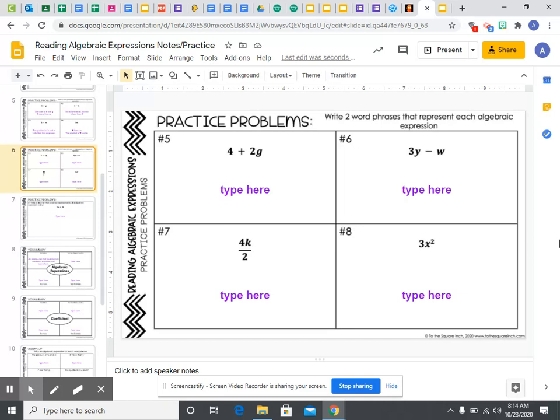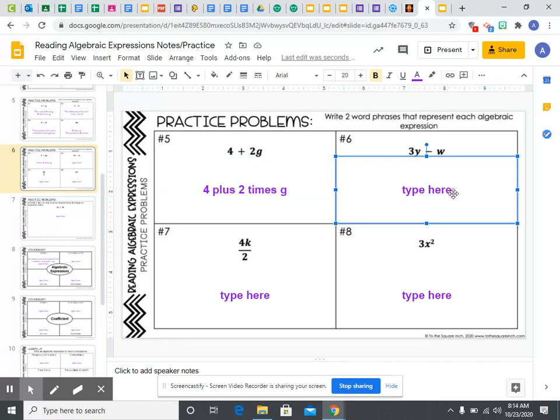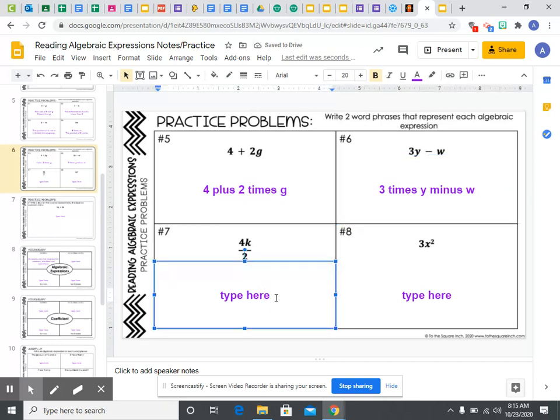So here, let me do one of each just so we can get an idea. And then I'll let you come up with another one. Okay? All right, so if we're looking at number 5, I got 4 plus 2g. So one thing I could do is make it easy and do 4 plus 2 times g. Pretty simple. If you want to you can also use other words that we've been learning too, but that's just one example. Number 6. Again, I can just make it simple. I can say 3 times y minus w. I'm taking all the simple ones. And then on number 7, we can do 4 times k divided by 2.